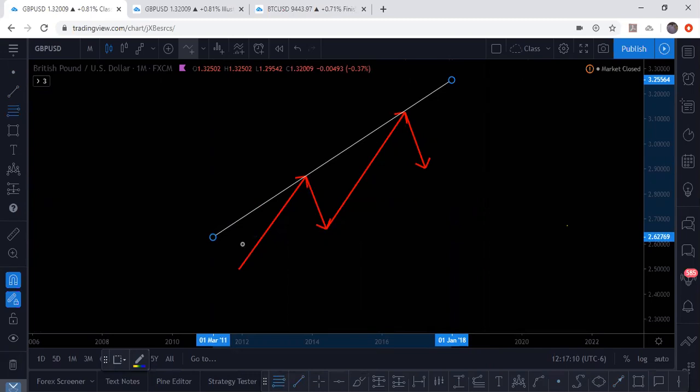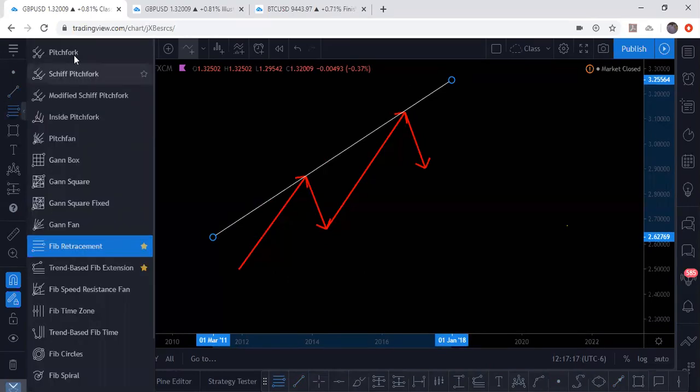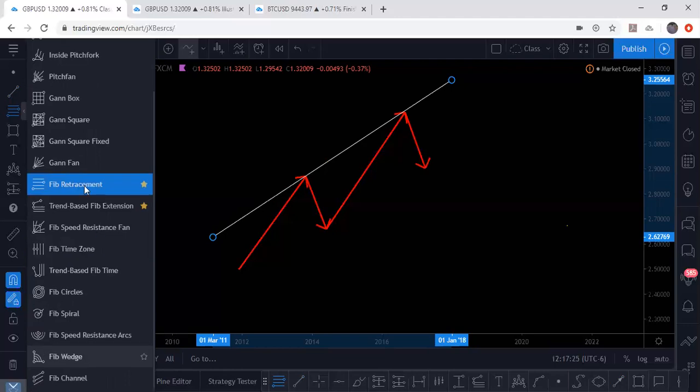Now I bring out something called Fibonacci. Fibonacci is a tool. You can pick it up if you're using TradingView. Just go on the side. You see all of this. People use Pitchfork, all this. People use the Fib cycle, the spiral. But all I use is Fib retracement and trend-based Fib extension. Okay, so I got my Fib right there.